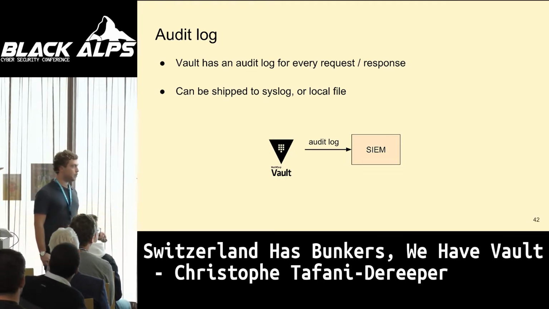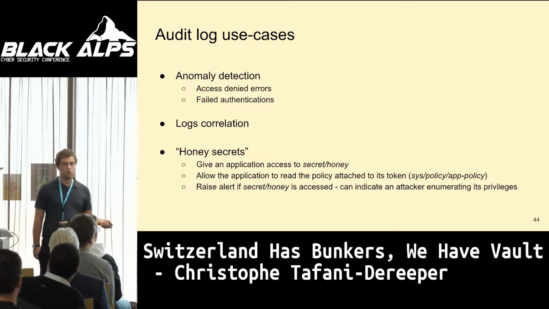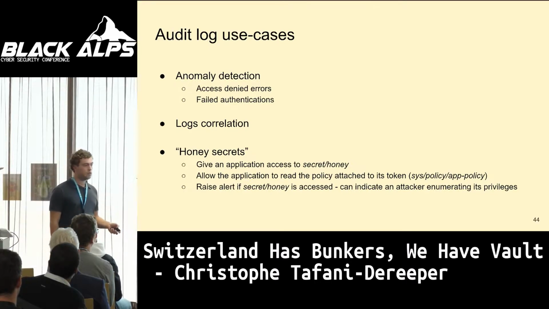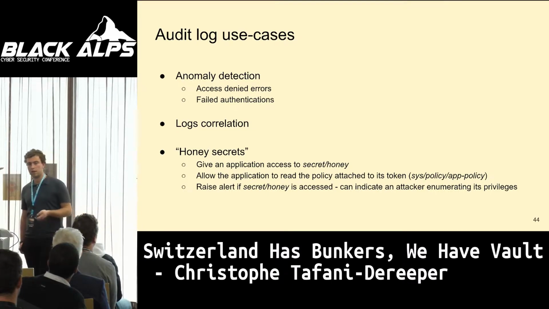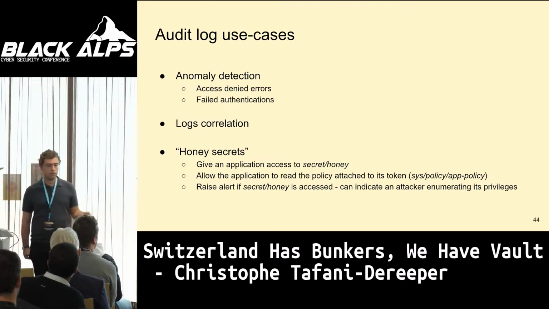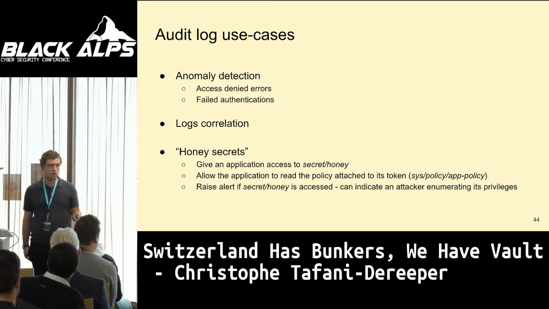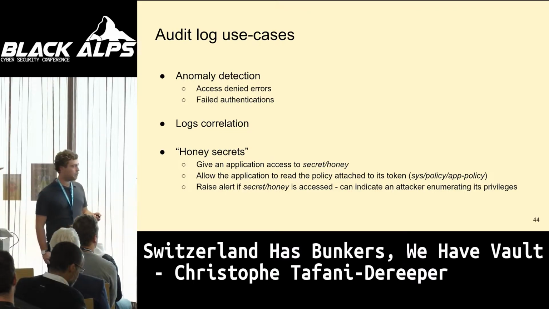And once we have it, we can do some things like some anomaly detection. We can see when users are trying to log in with wrong authentication information. We can see if we have some authenticated users that are trying to access things that they should not access. We can do logs correlation. So if you see a user account which is doing something weird on Vault and on another system, you can maybe take some actions. And then we can also do something like honey secrets with Vault.